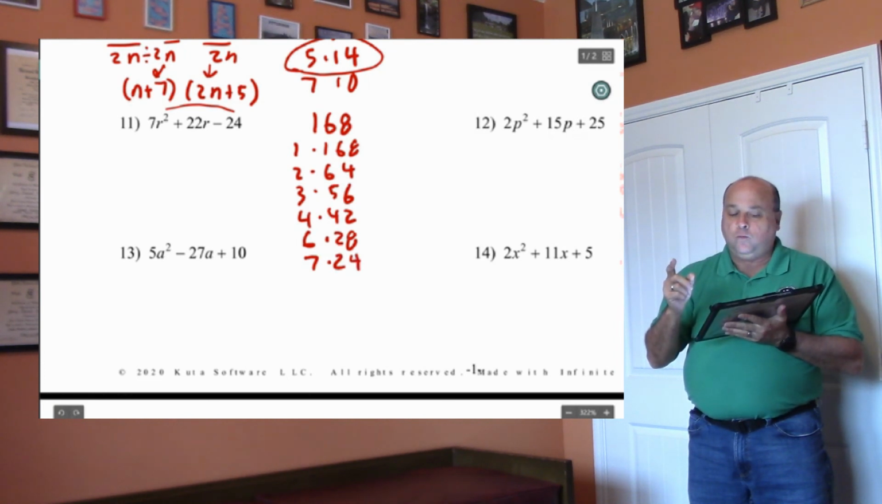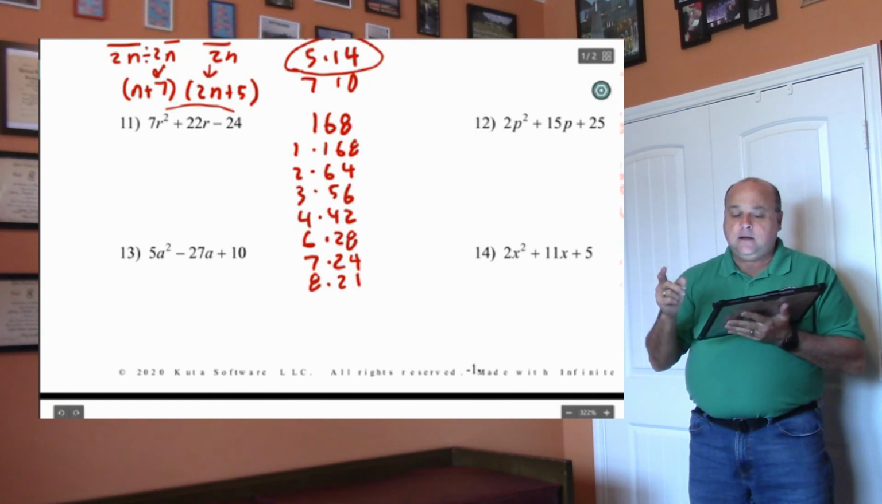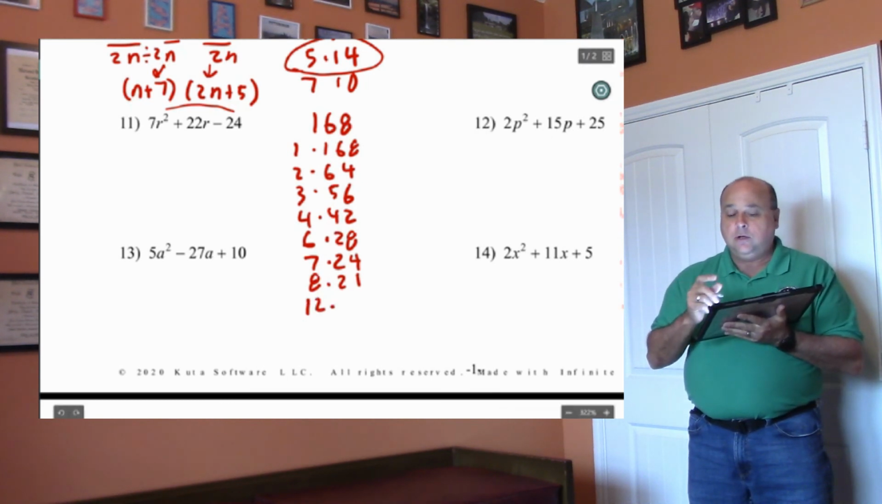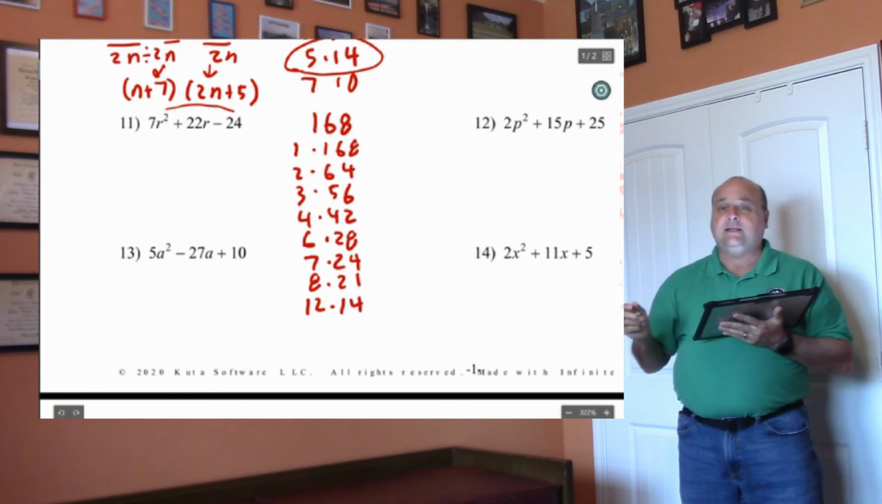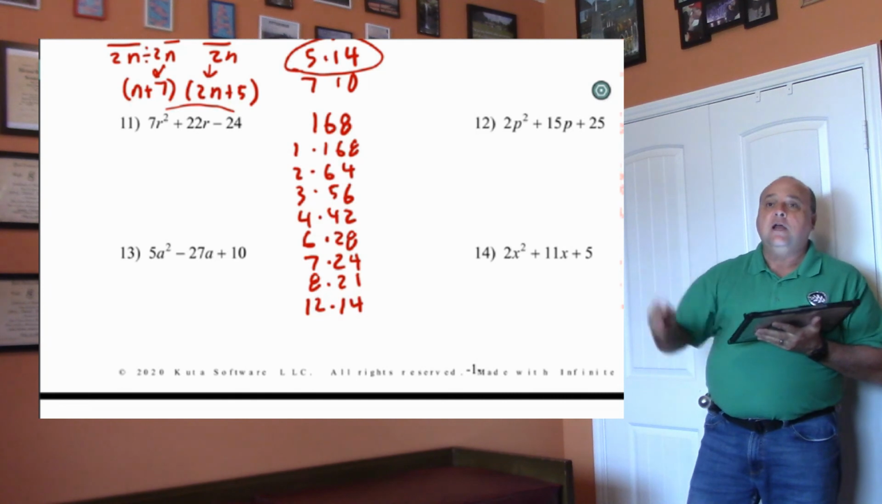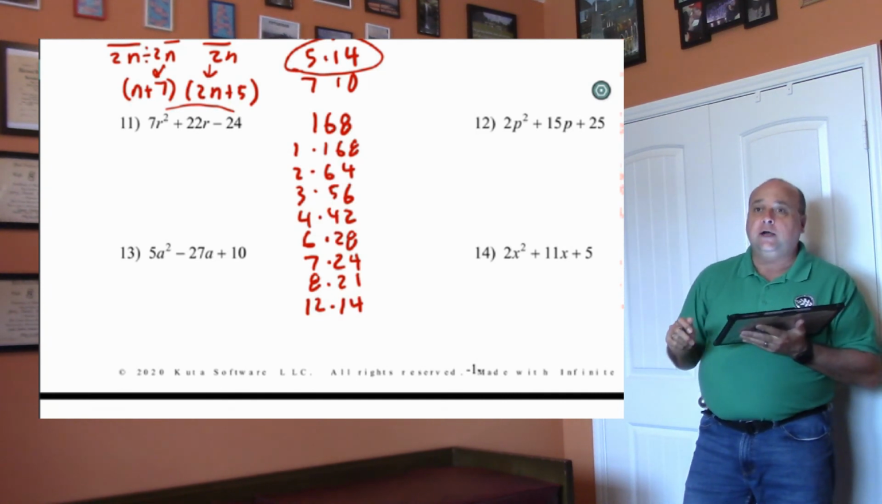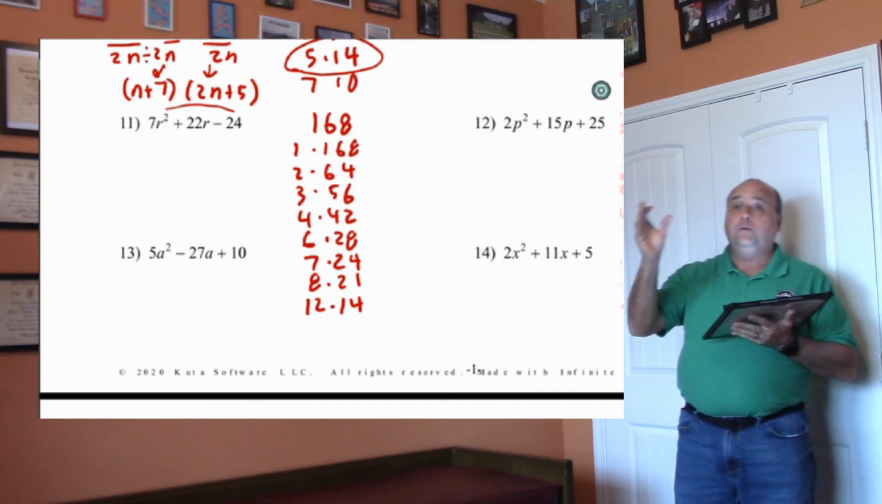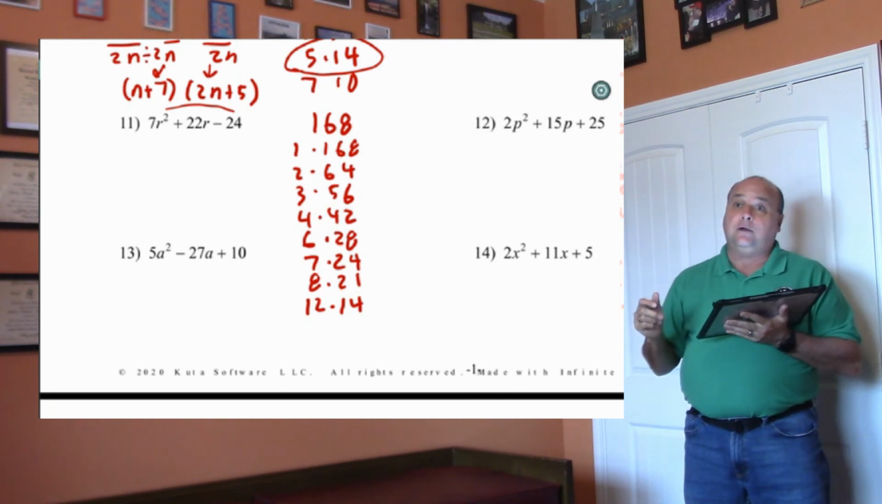8 times 21. 9 won't work. 10, 11, 12. 12 works. 12 times 14, and then that's it. That's a lot of factors. The more factors you get, the harder it is to do this, okay? You probably would want to do this on the calculator.